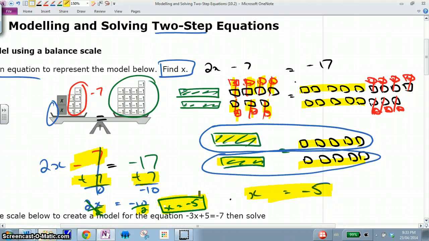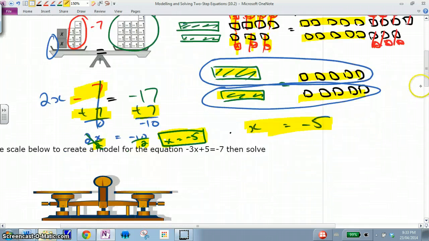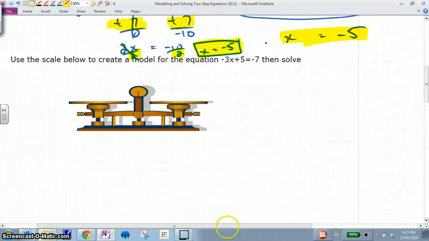Alright, pause and check that out if you're not sure what's happening there. Look at the math, look at the diagrams. Make sure you can figure it all out before you move on. If you're ready, here's the next one.